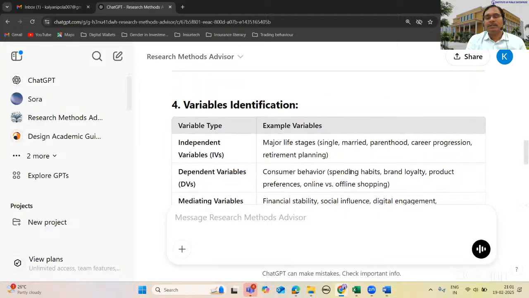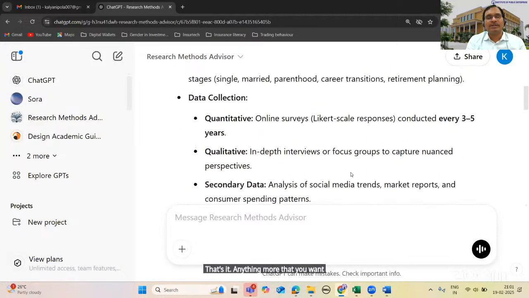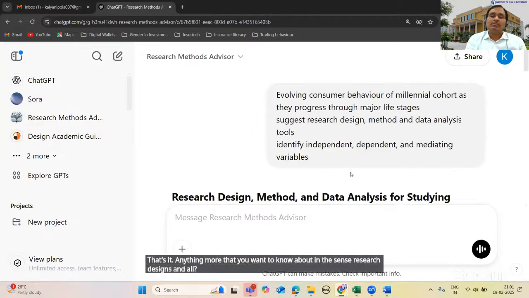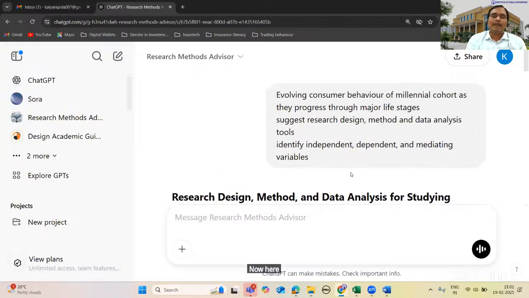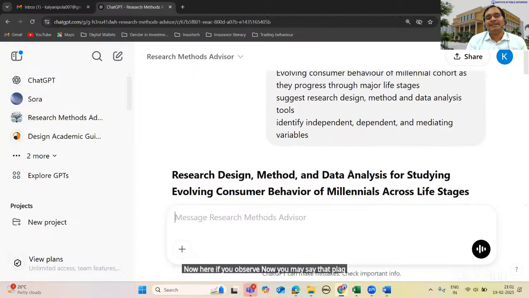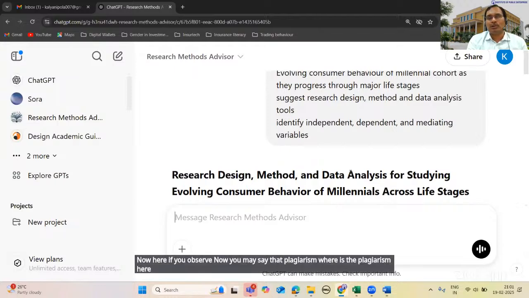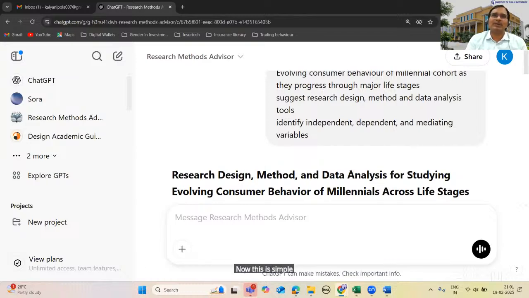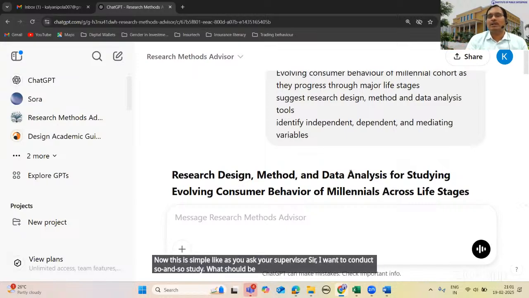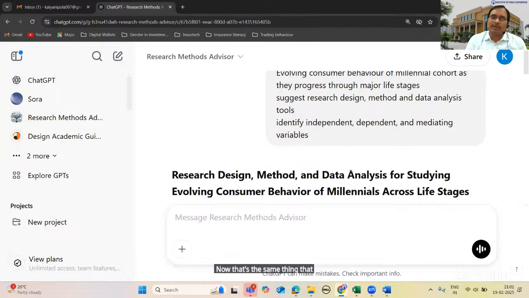That's it. Anything more that you want to know about research designs and all? Now, if you observe, you may say, where is the plagiarism here? You are talking about your own thought and idea, and simply asking it to suggest what should be appropriate. This is like asking your supervisor, sir, I want to conduct so and so study, what should be appropriate? Or you talk to your peers and friends, ask them a query, how will we handle this? That's the same thing that generative AI is also giving.